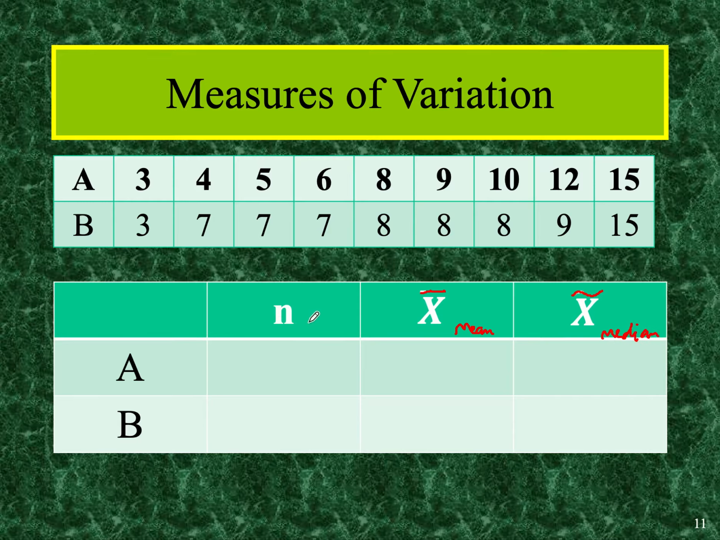And this is the sample size. I think it's understood as a sample. So we need to first get the n, how many there are. 2, 4, 6, 8, 9. I think it's clear that they're both 9. 1, 2, 3, 4, 5, 6, 7, 8, 9.